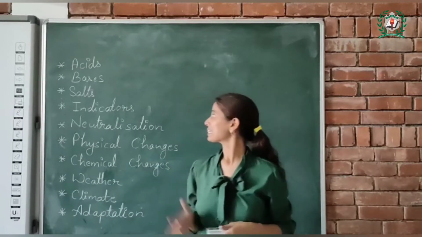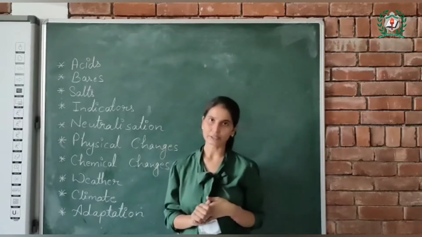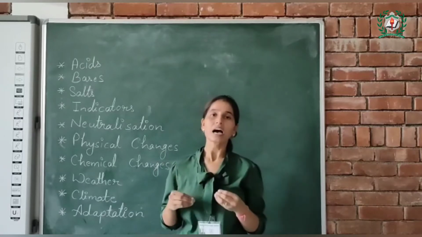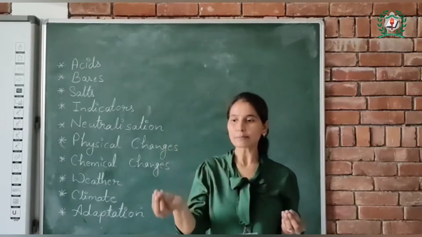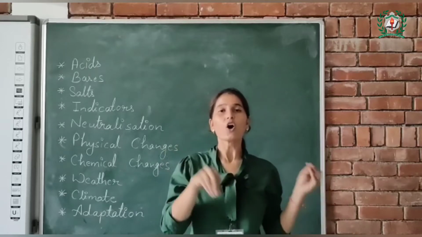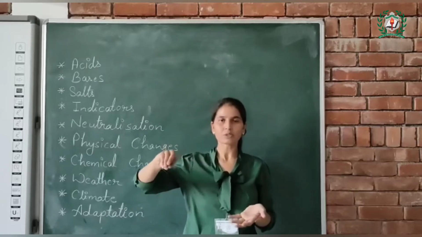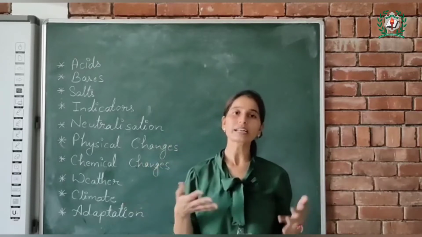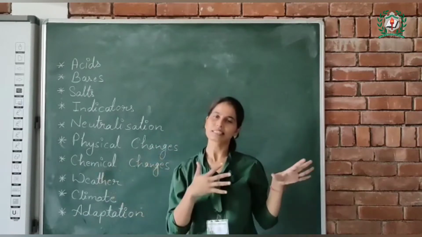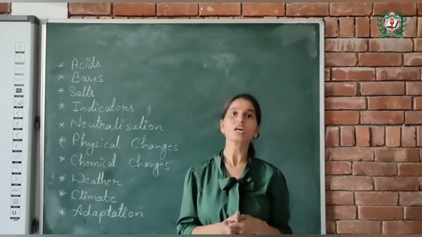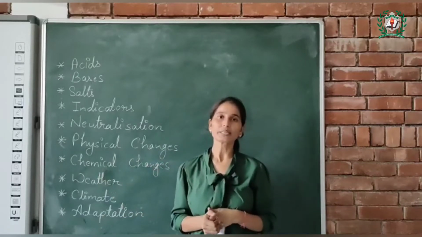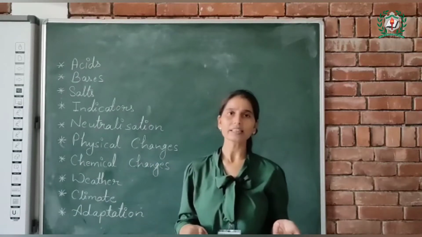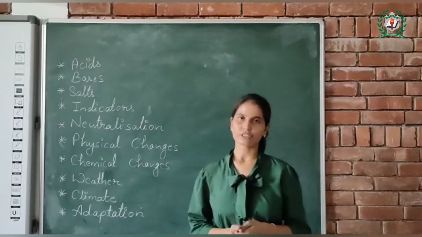Okay, next is indicators. What are indicators? Indicators are those substances which tell us whether a substance is acidic or basic, like litmus paper. We can use litmus paper to test whether the substance which we have is acidic or basic, right? What is neutralization reaction?